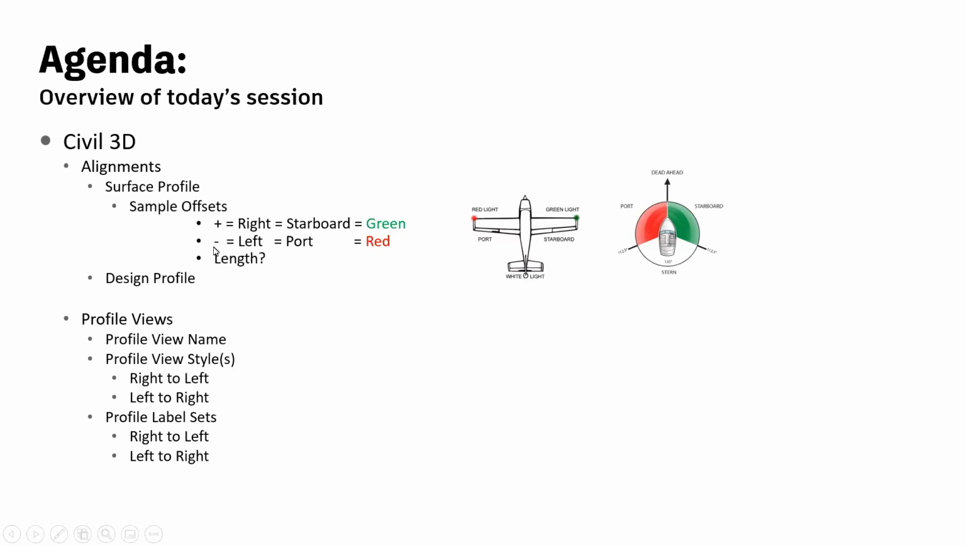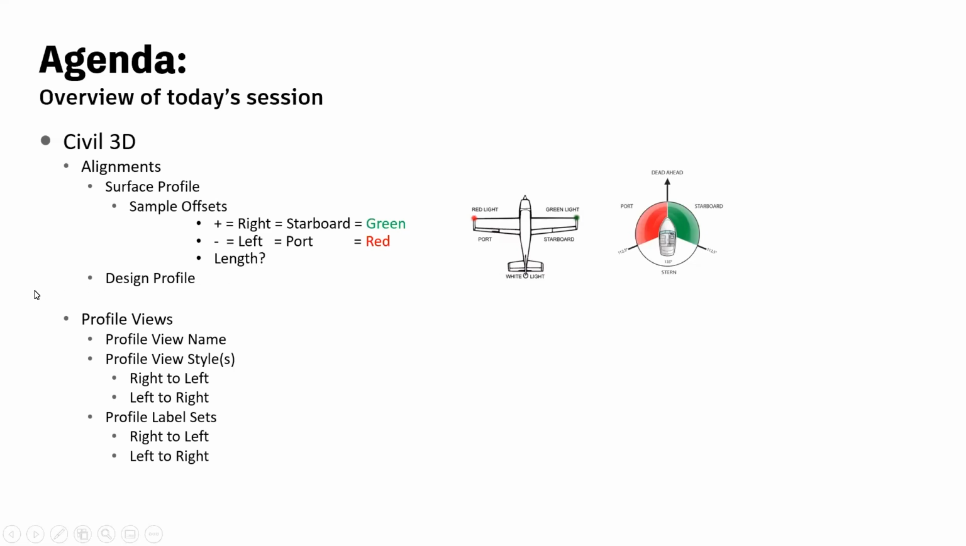And when we need to sample to the left of the alignment, we typically denote that with a negative value, and that will mean port and will commonly be reflected in red in some of these things. Now, I will just mention this idea of length. I'm going to ask the question now, length, with a question mark, but we're going to get into the specifics of that in just a moment.